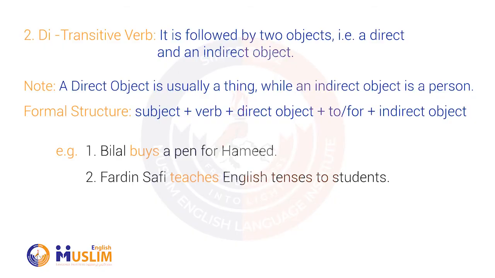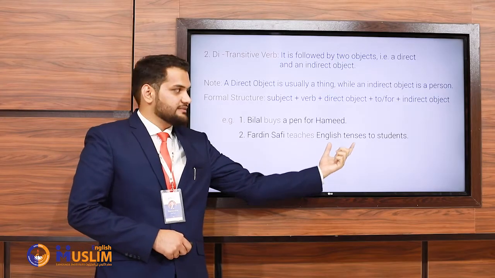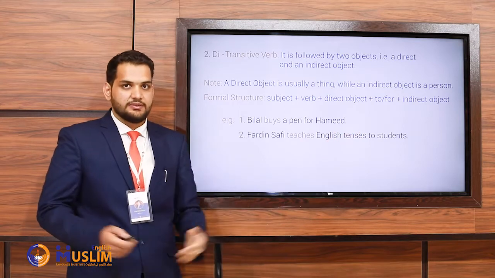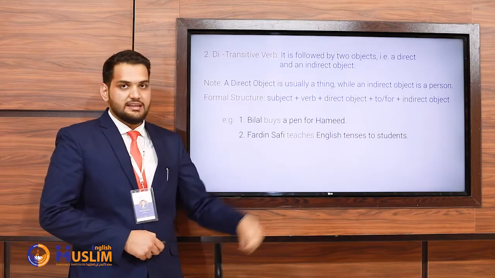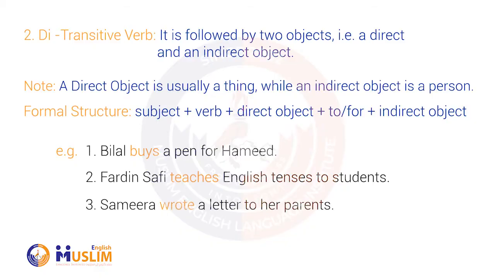So buys is a ditransitive verb because we have two objects, a pen and Hamid. Number two, Fadil Safed teaches English tenses to students. The first object is English tenses and the second object is students. So teaches is a ditransitive verb in this sentence. Number three, Samira wrote a letter to her parents. And number four, we make a test for the students.